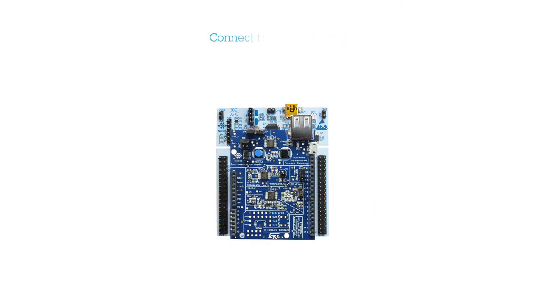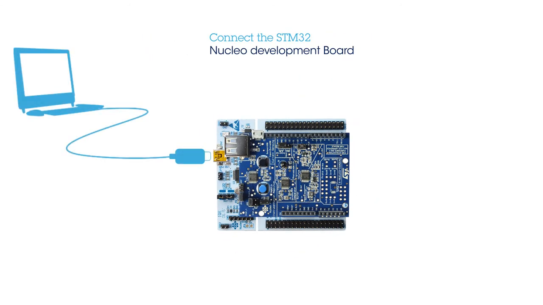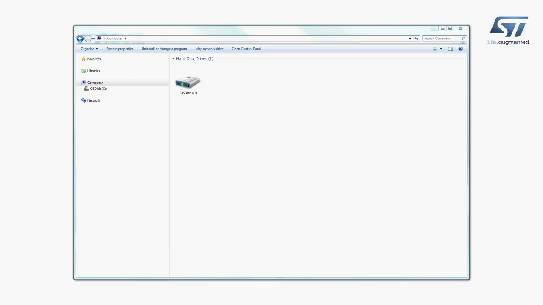STM32 Nucleo development board. First, connect the STM32 Nucleo development board to a PC using a mini USB cable. The board is automatically detected and seen as a disk drive.